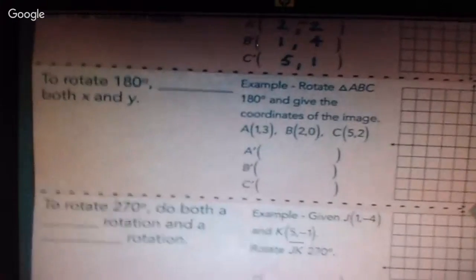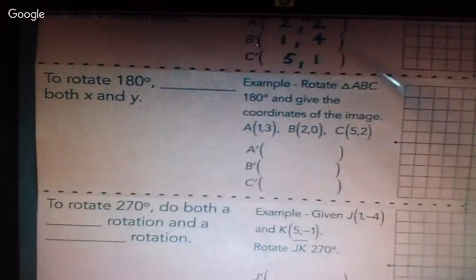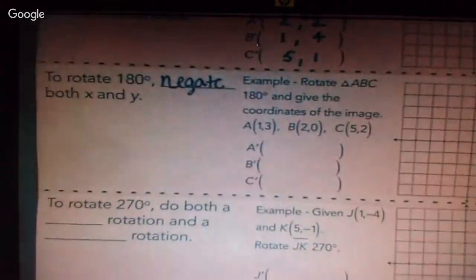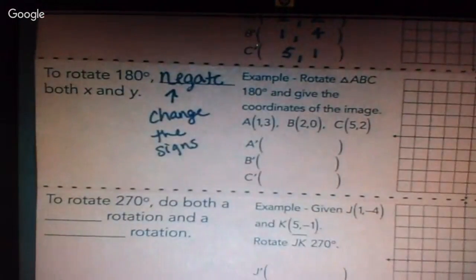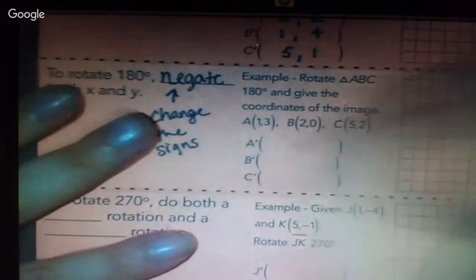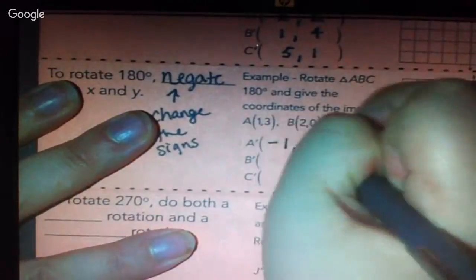Okay. All right. This next section, to rotate 180 degrees, we negate. There's a fancy word for you. Negate. Okay, don't let this confuse you. This means change the signs. Negate means to change the signs. So anything that was positive becomes negative, and anything that was negative becomes positive. The numbers don't switch places. So A should be -1, -3.